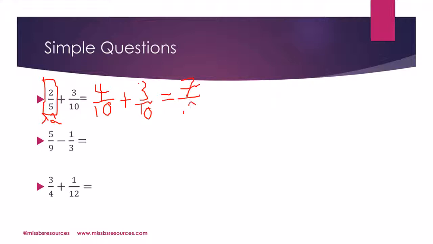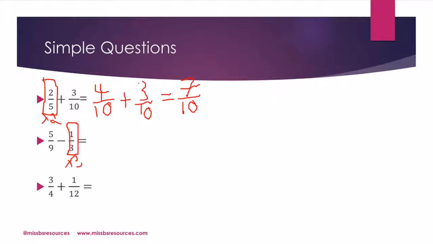Okay, the next question, 5/9 take away 1/3. Well, if you look at the denominators, 9 and 3, 9 and 3 are both in the 9 times table. So I'm going to try and get this second fraction to be 9. The denominator to be 9. Now, 3 goes into 9 3 times, so I need to times this fraction by 3.